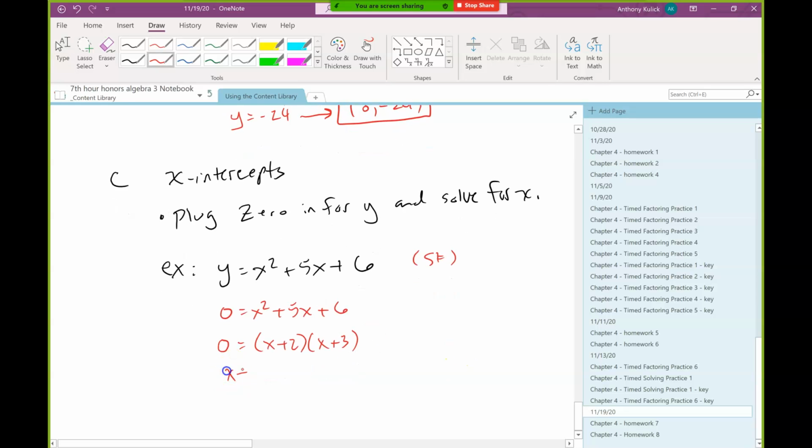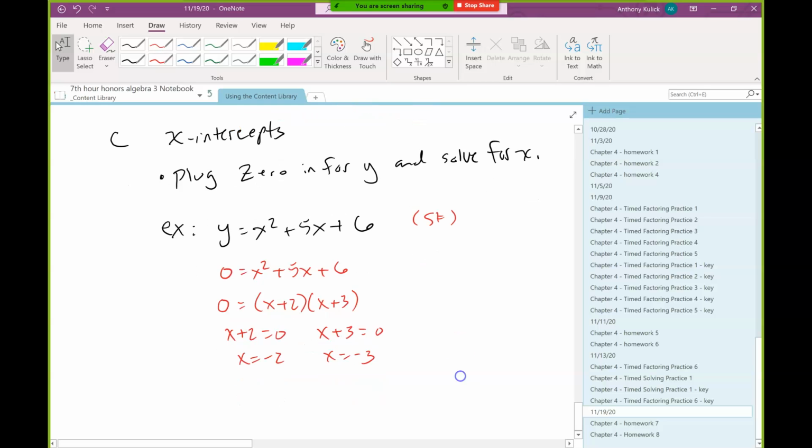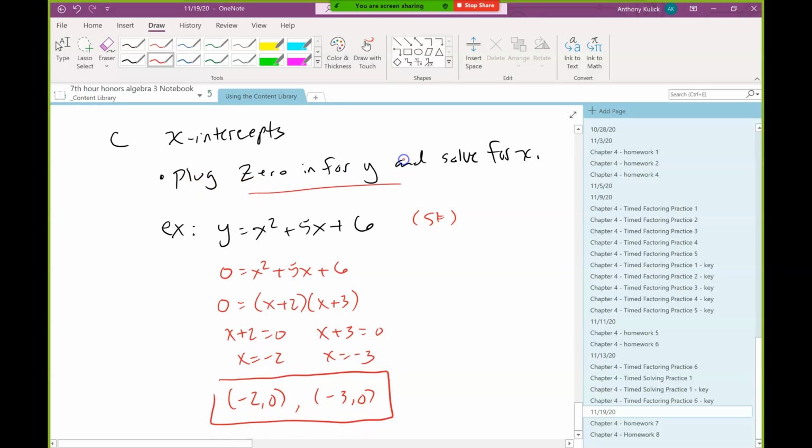So I can then apply the zero product property. And when I solve, I get x equals negative 2 and x equals negative 3, which gives me the points negative 2, 0 and negative 3, 0. And again, I'm getting a 0 in the y-coordinate place because we plug 0 in for y, and then the x values in my points are what I solved.